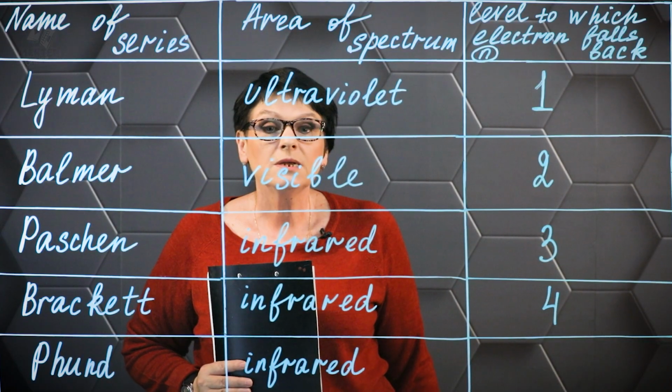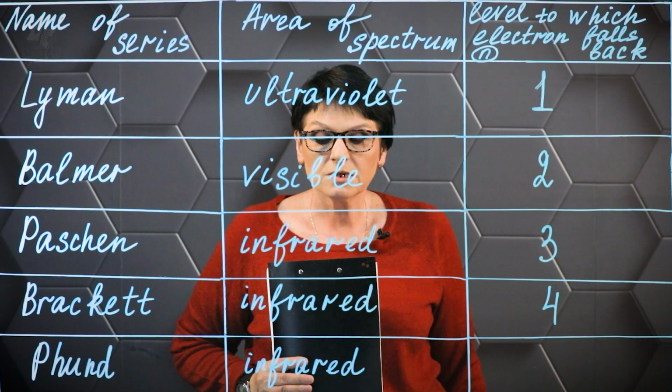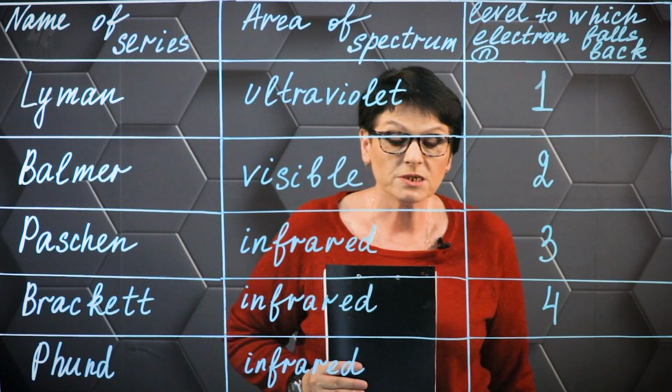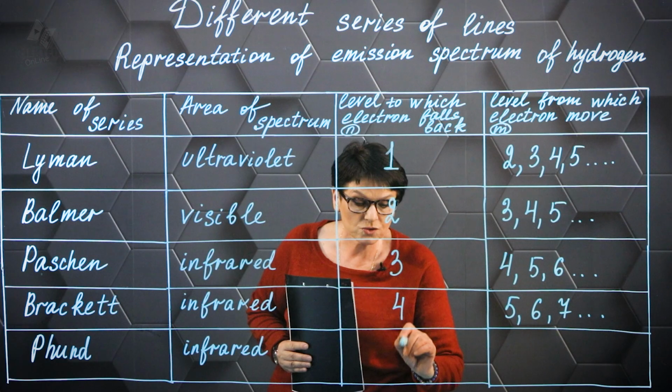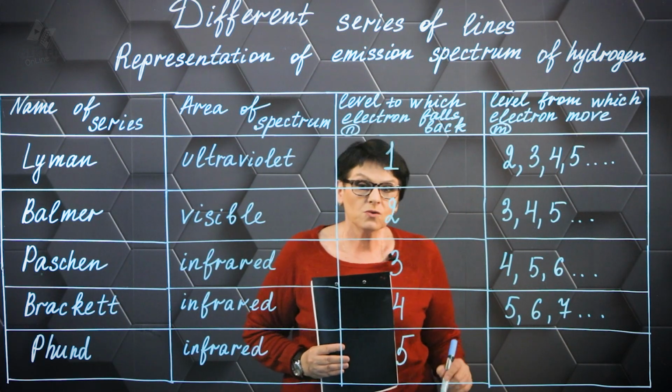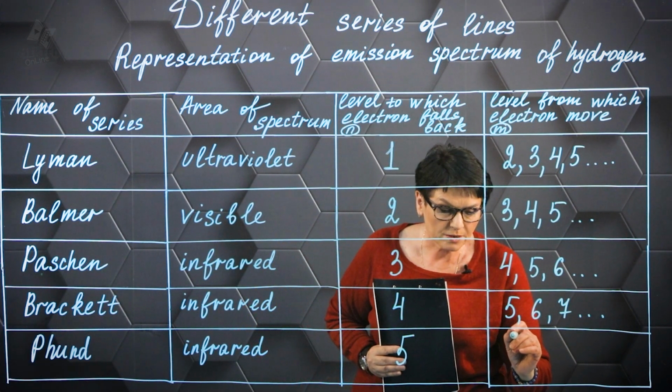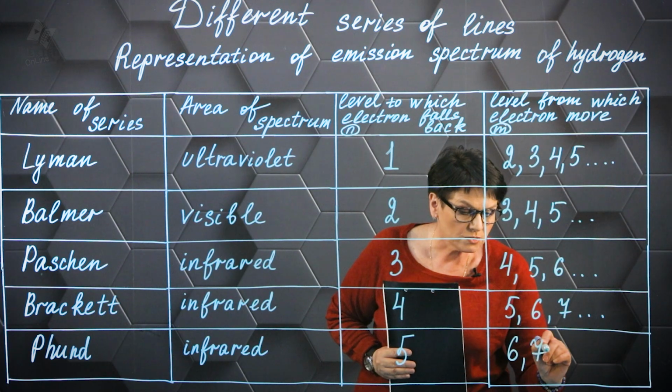The last series is the Pfund series, which is observed in the infrared radiation spectrum. In this instance, the level to which the electron descends is the 5th, and from which energy level can a transition occur to the 5th? From the 6th, 7th, and so on.